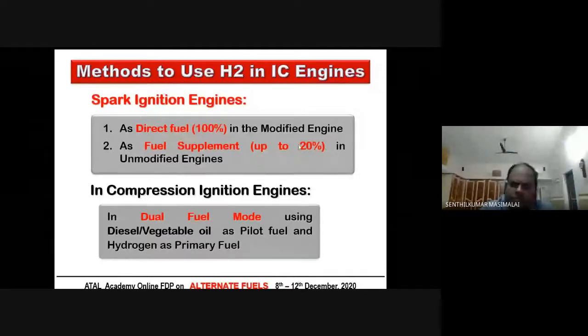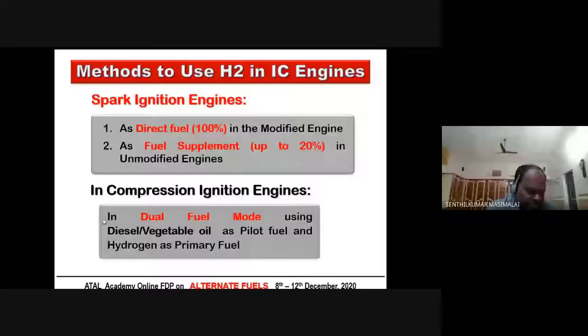Even 20%, 30% is also possible with gasoline in the unmodified spark ignition engine. You can use hydrogen there. In the diesel engine, the compression ignition engine, no doubt hydrogen should not be directly used, because the auto ignition temperature is very high for hydrogen. So auto ignition cannot be possible in the compression ignition engine.